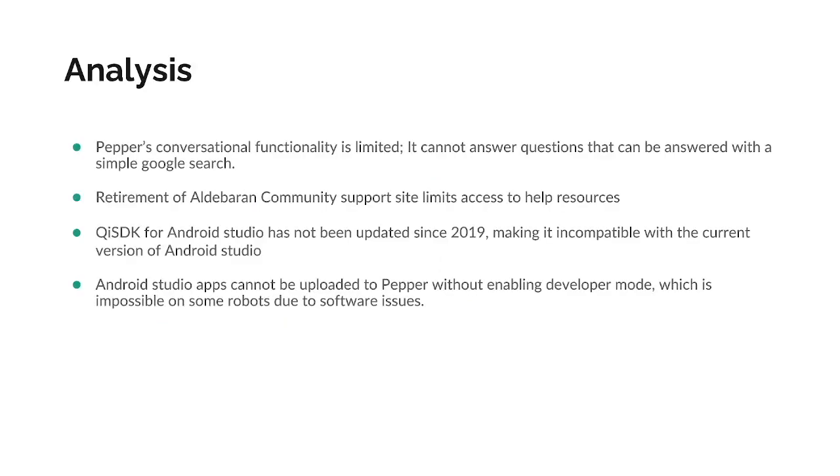Our analysis of the problem was that Pepper cannot answer many simple questions that an end user may want to ask it, like asking for a weather forecast or when football season starts this year. This is where our Smart Assistant implementation was meant to take over. However, the implementation was easier said than done.